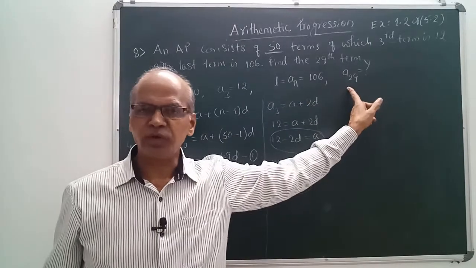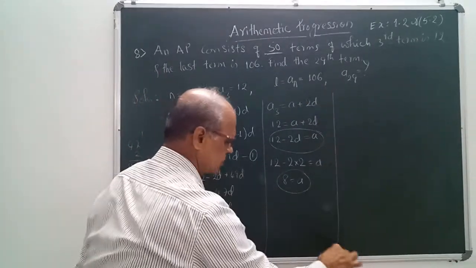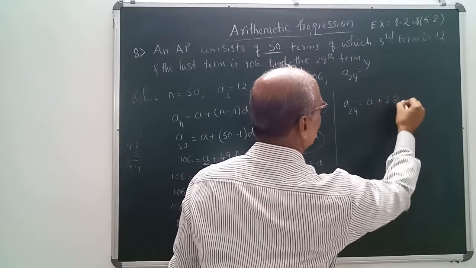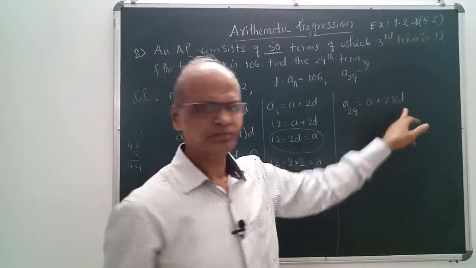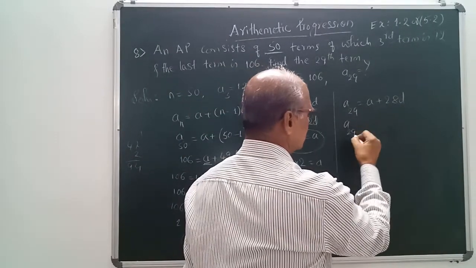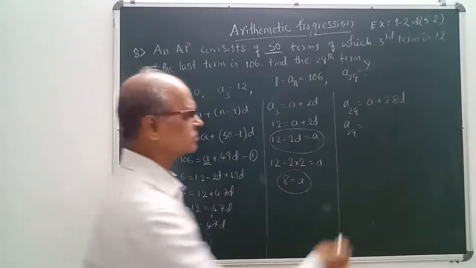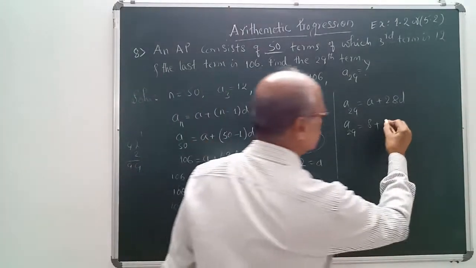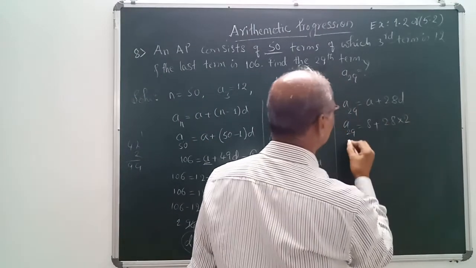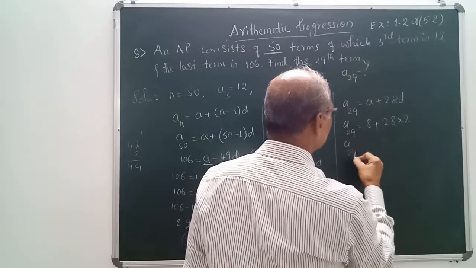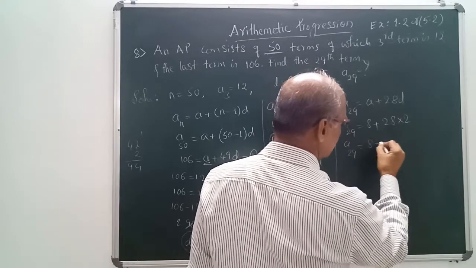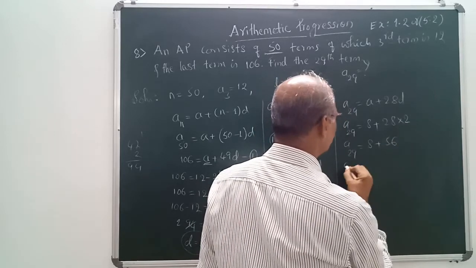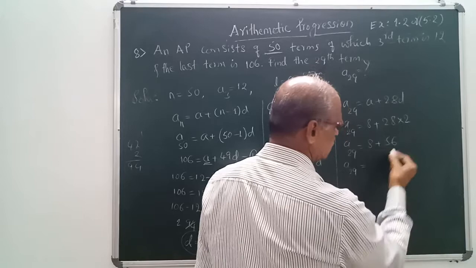Go for now A29. What is A29? Third step. A29 can be written as A plus 28D. I told you, one less. A29 is equal to A, which is 8, plus 28D. That means it is 28 into D. A29 is equal to 8 plus 56. Check the answer. So this is 64.